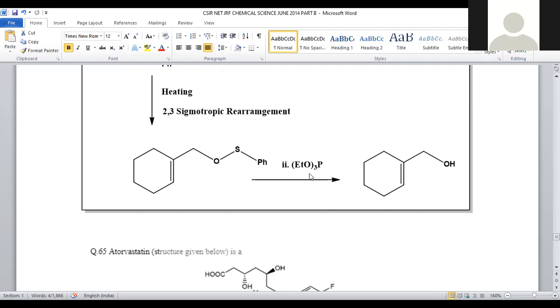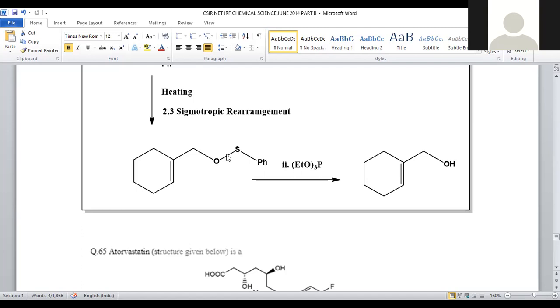Now, triethoxyphosphine. What will it do? Here you can clearly observe that oxygen and sulfur are both in adjacent centers, and both have electron pairs. Here 2 lone pairs are there, and the sulfur, being a member of the oxygen family, also has 2 lone pairs of electrons. Both atoms are very small and are associated with lone pairs of electrons in adjacent centers, which is not favorable.